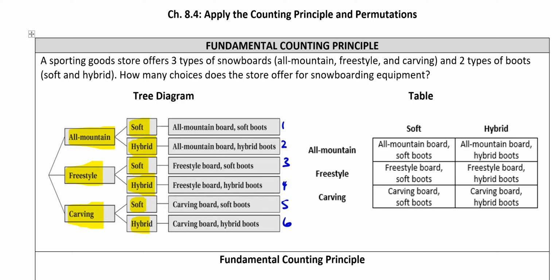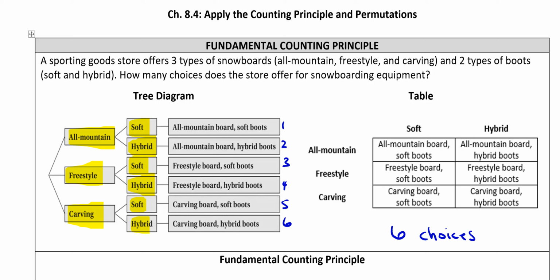Another way to do this is with a table. You've probably done this with a table as well. All mountain, freestyle, and carving, my types of snowboards, are on the left. My types of boots are on the top. You could flip-flop these, but either way you can see that we get the same 6 possibilities. So how many choices are there? There are 6 choices.